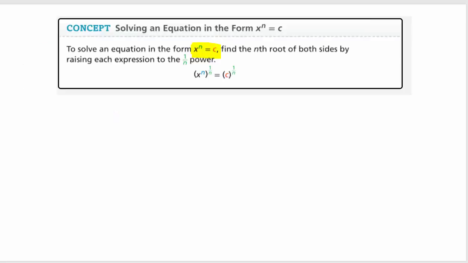Our rule is that when we're clearing that exponent on the left-hand side, so let's say it's n, what we're going to do is raise both sides to 1 over n. So 1 over that original exponent.